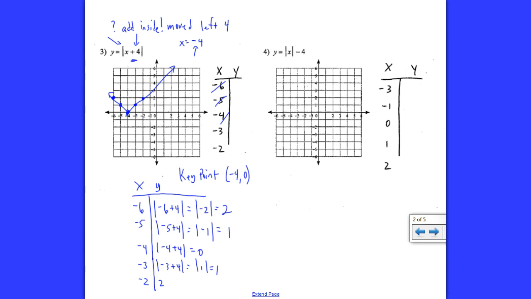What we learned in the previous video is to hopefully identify some patterns to make graphing absolute value functions easier for us, where we don't have to build the entire table all the time. We have to build a little bit of it. But let's take a look at number 4 and see. We're going to now apply the information from the first video.